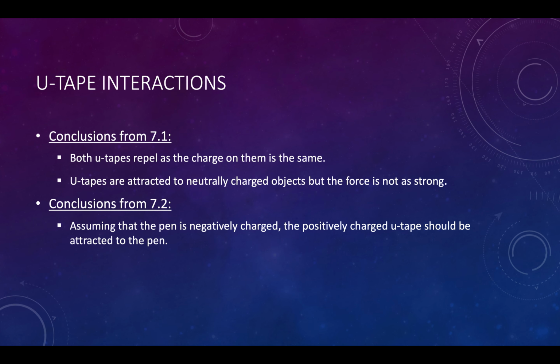Firstly, on the U-tape interaction bit, the U-tapes repelled each other as the charges on them were alike, and the U-tape was attracted to the neutrally charged object due to the concept of charge separation. When a U-tape is taken close to a neutrally charged object, a charge separation takes place on the neutrally charged object, and the charge which is opposite to the charge of the tape moves towards the end of the object where the tape is placed. And assuming that the pen is negatively charged, the positively charged U-tape should be attracted to the pen as opposite charges attract.